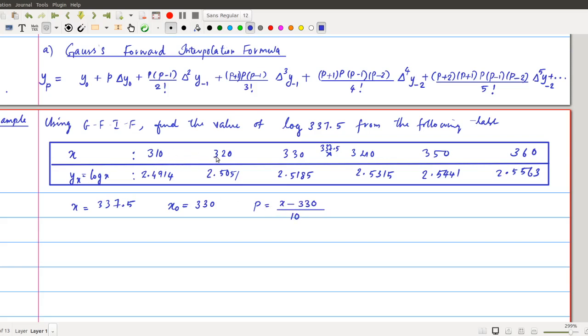This is 310, 320, 330, 340, 350, 360. So the interval of differencing is equal, and that is 10. So p is defined as x minus 330 divided by 10, since our h is equal to 10. Now we construct the forward difference table. From that we can collect the values y minus 1, delta square y minus 1, delta cube y minus 1, etc. So first we construct the Newton forward difference table.